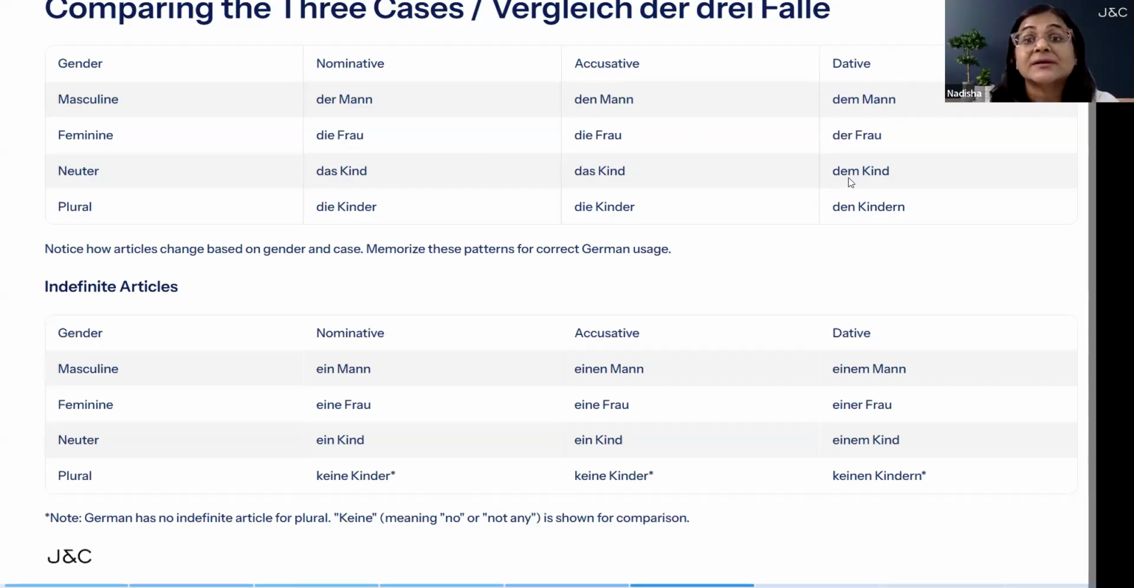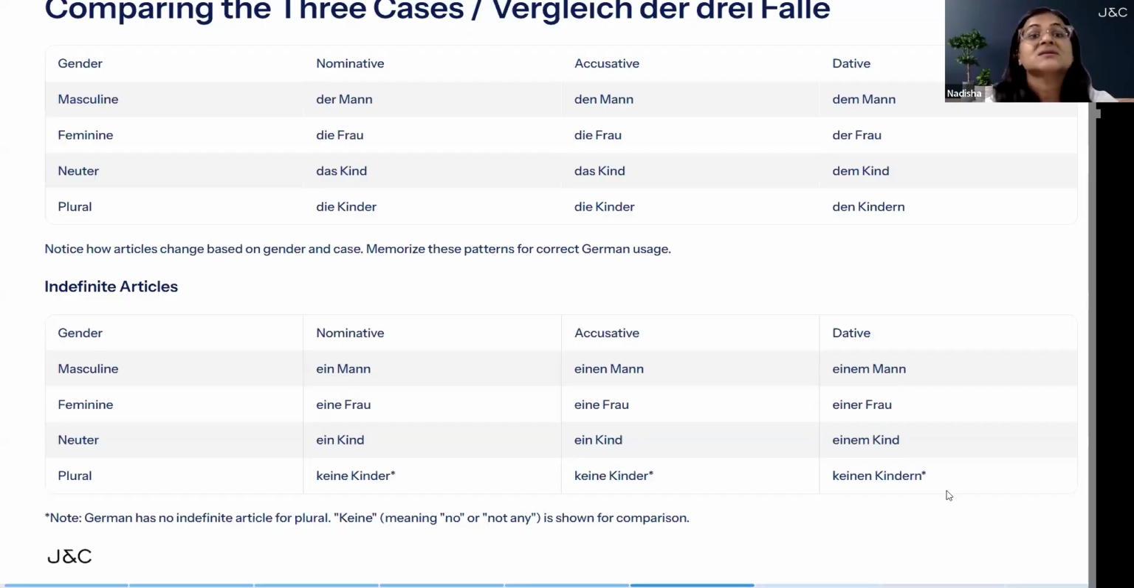Dative is dem, der, dem, den plus n. N is at the back of the noun. Dem Mann, der Frau, dem Kind, den Kindern. Now, indefinite article in nominative is ein Mann, eine Frau, ein Kind, keine Kinder. Accusative is einen, eine. Einen Mann, eine Frau, ein Kind, keine Kinder. Next is dative, which is einem, einer, einem. Einem Mann, einer Frau, einem Kind, keinen Kindern.